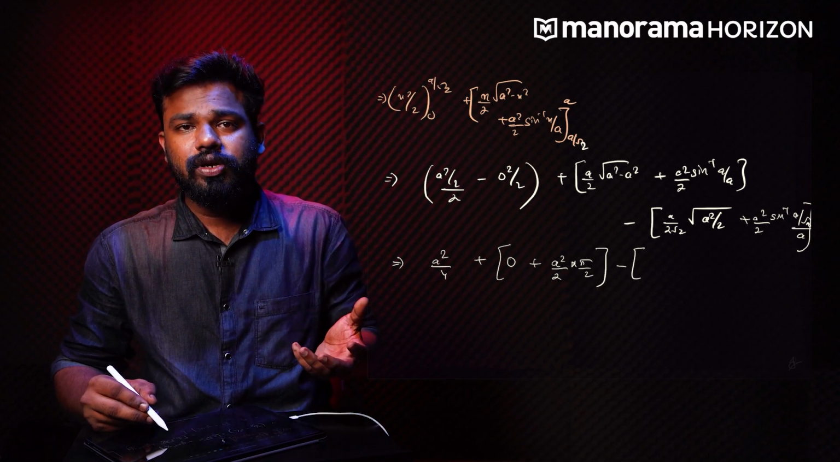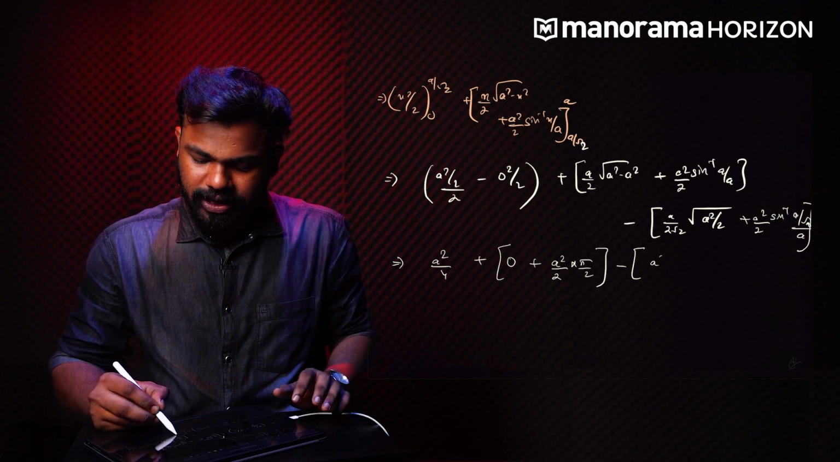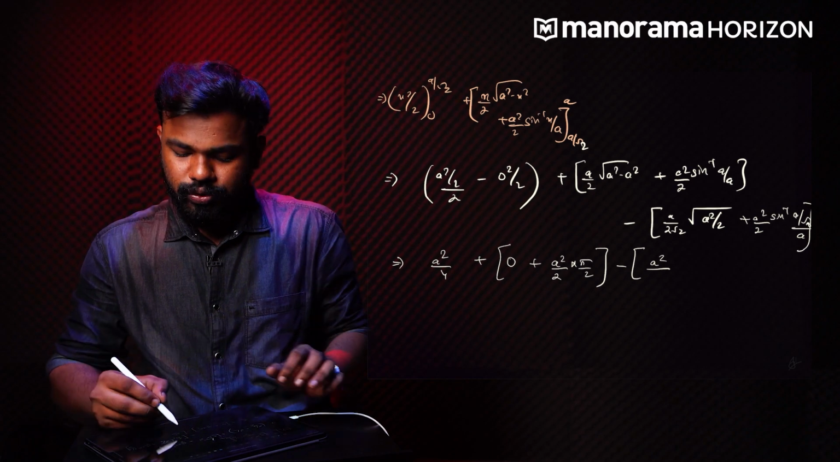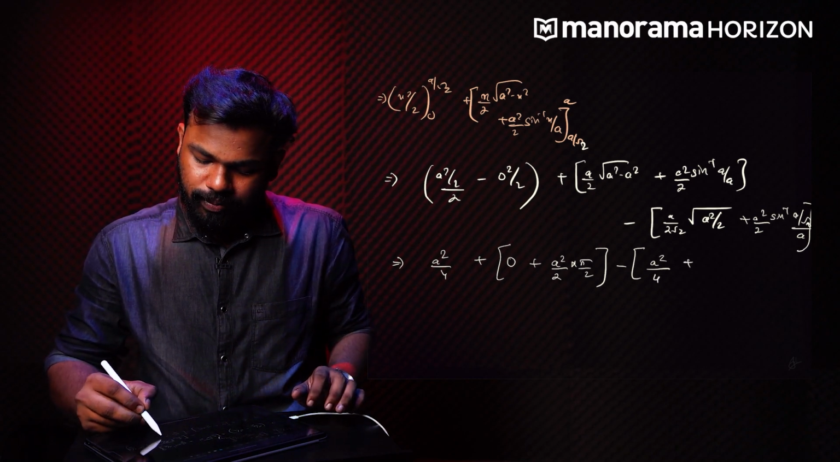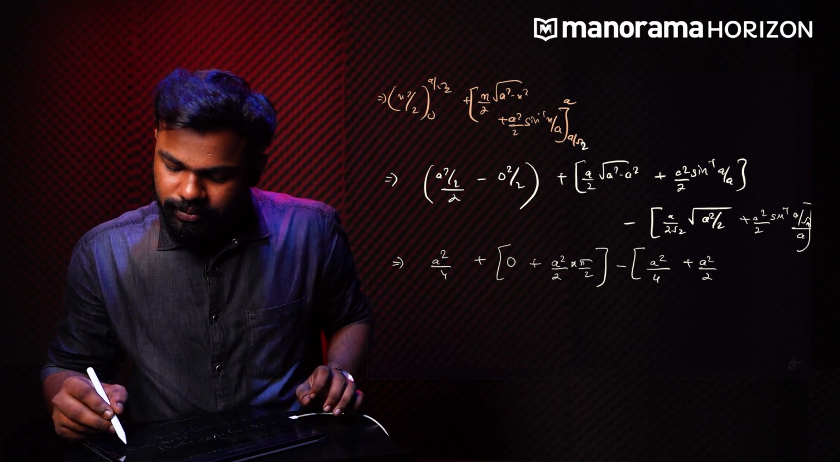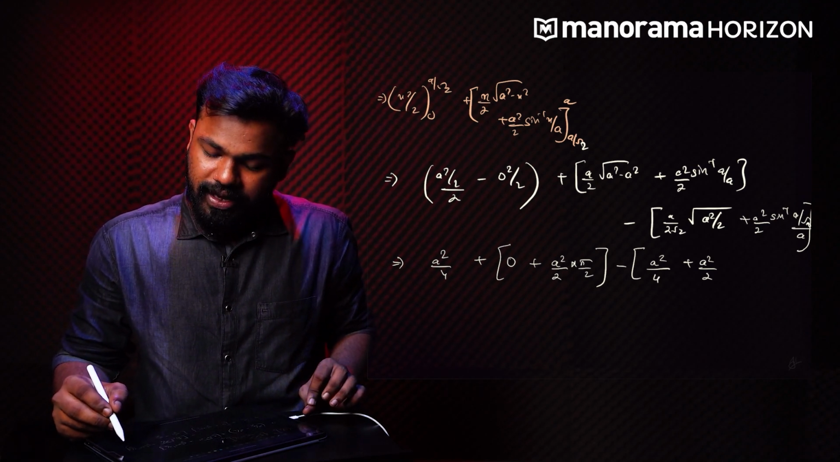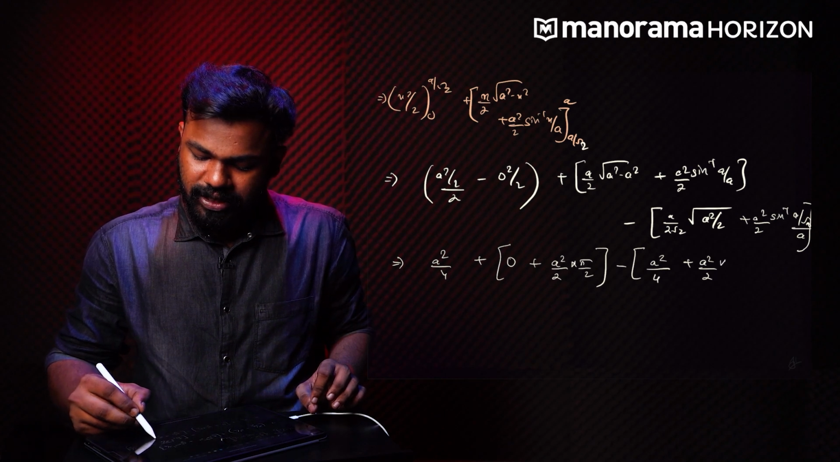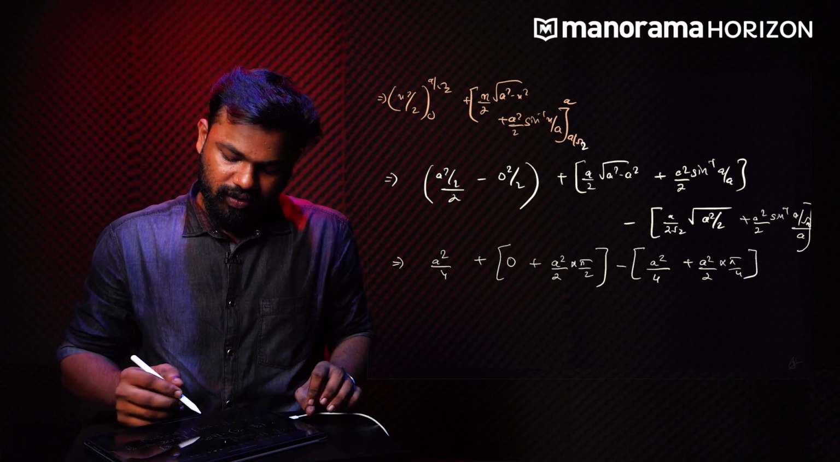What is a square by 2's root? It is a by root 2. So when you multiply that, you will be getting a square by 2 root 2 into root 2. That is nothing but a square by 4 plus a square by 2 sine inverse. You have a by root 2 divided by a, that is sine inverse 1 by root 2, which is nothing but pi by 4. So you have all this.